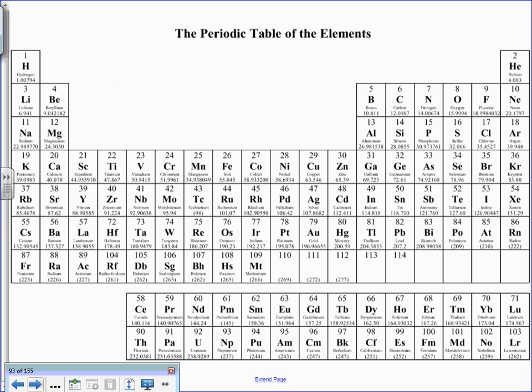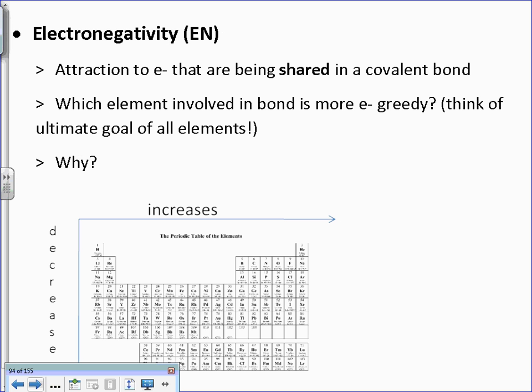Okay, last one. Ionization energy, electron affinity, electronegativity. This one we will use a lot in the next unit. Trust me. You want some practice with this one. So these are the big four here.